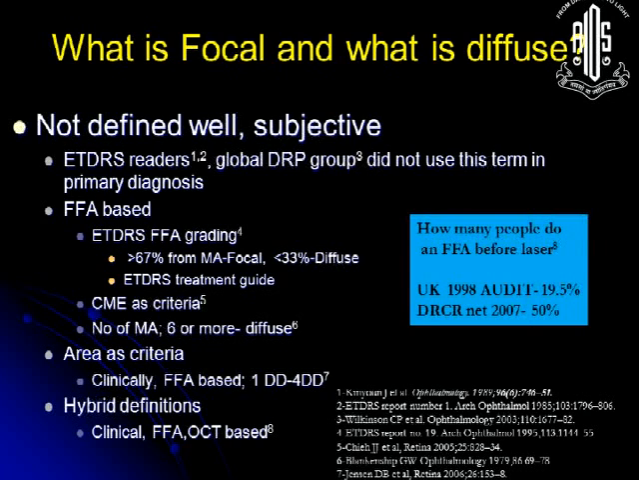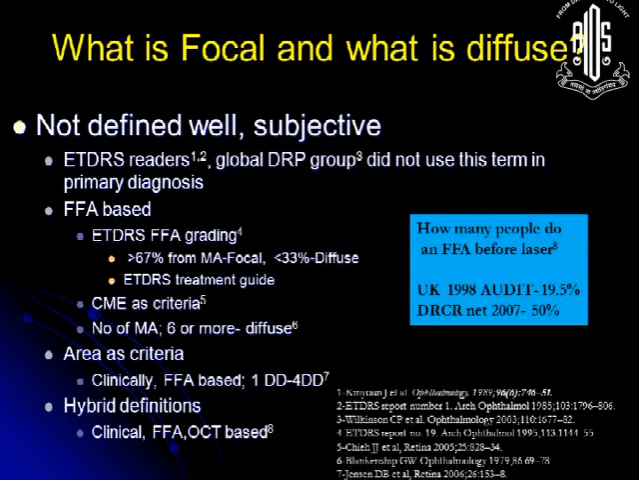Following this, many people have described diffuse CSME using different criteria. Some have used CME, some have used the number of microaneurysms, and the area has also been used as a criterion. People have also used hybrid definitions, using both clinical, FFA and OCT based criteria to define what is diffuse CSME.